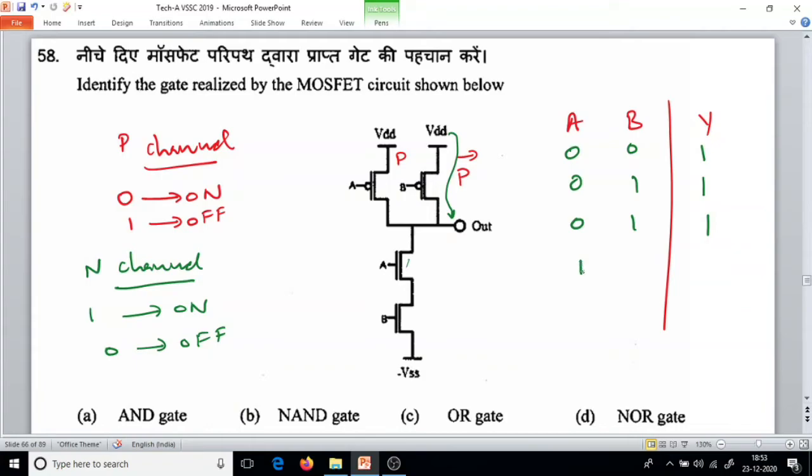Then what happens when you give 1, 1? When you give 1, 1, these both are off, that is, the top side is off. But these two are on. So minus VSS, that is ground, comes here. So the output is 0. This is the truth table of a NAND gate. So the answer is option B.